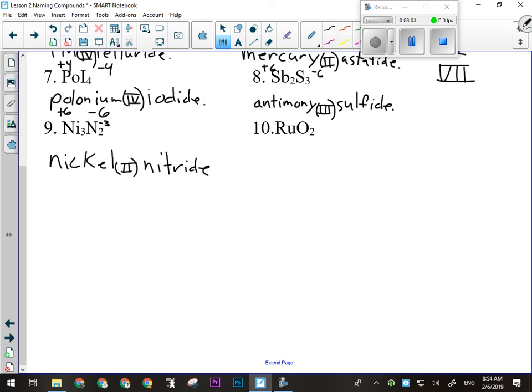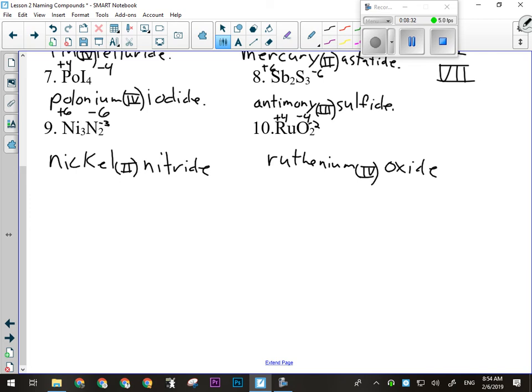All right, and then for our last one, we have ruthenium with oxygen. So this would be ruthenium something oxide. Oxygen is always a -2, and there are 2 oxygens, so that gives us 4 negatives. So that means since there's only 1 ruthenium, it must have a charge of +4 in order to make that equal out to 0. So this is ruthenium 4 oxide.